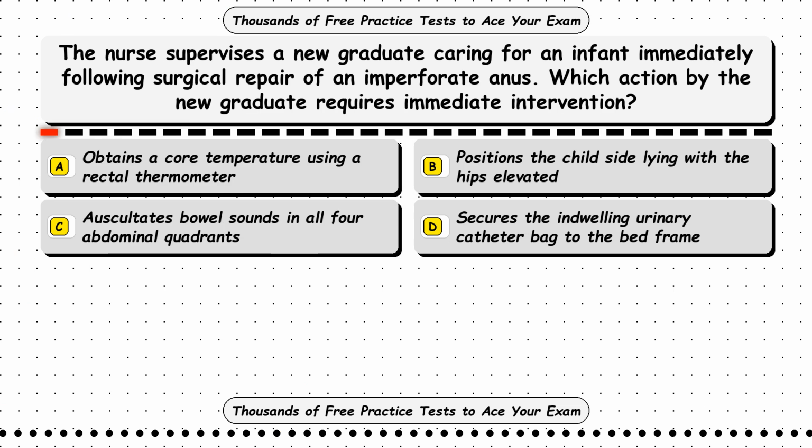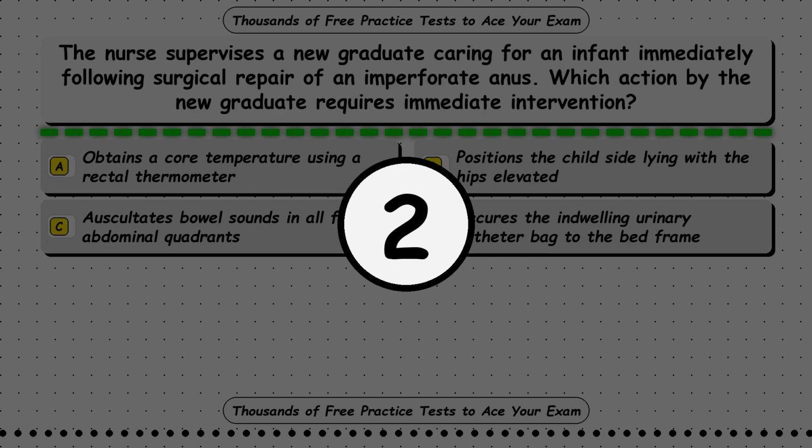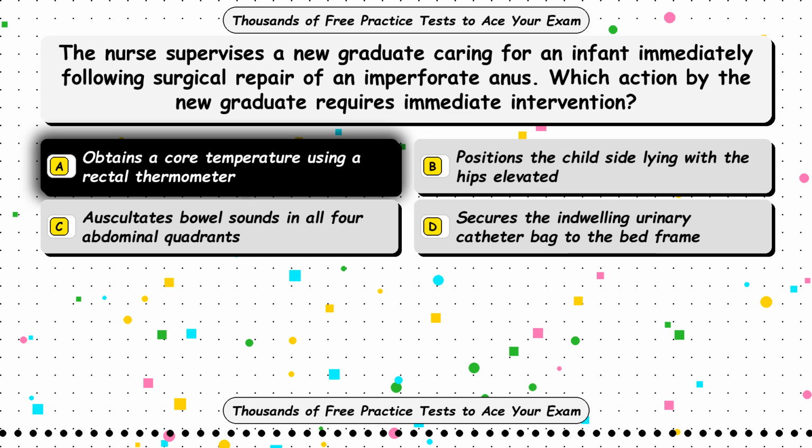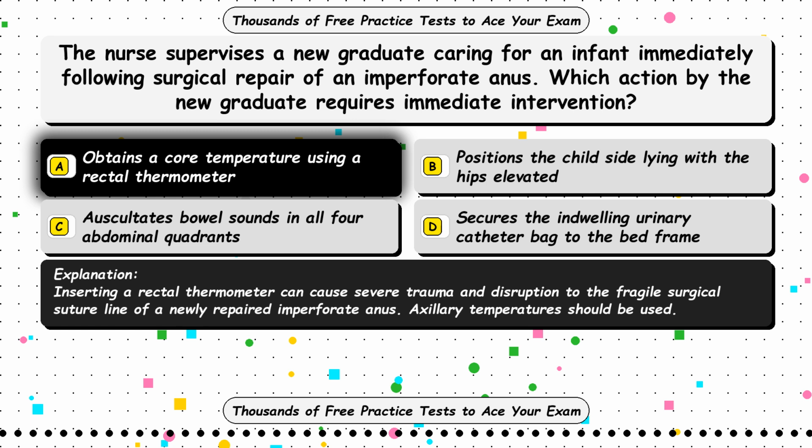Question 106. The nurse supervises a new graduate caring for an infant immediately following surgical repair of an imperforate anus. Which action by the new graduate requires immediate intervention? Option A, obtains a core temperature using a rectal thermometer. Option B, positions the child side lying with the hips elevated. Option C, auscultates bowel sounds in all 4 abdominal quadrants. Option D, secures the indwelling urinary catheter bag to the bed frame. The correct answer is option A, obtains a core temperature using a rectal thermometer. Inserting a rectal thermometer can cause severe trauma and disruption to the fragile surgical suture line of a newly repaired imperforate anus. Axillary temperatures should be used.